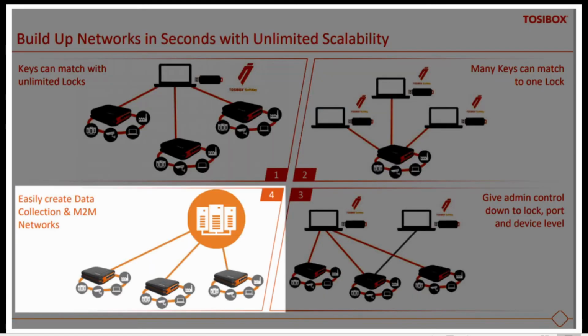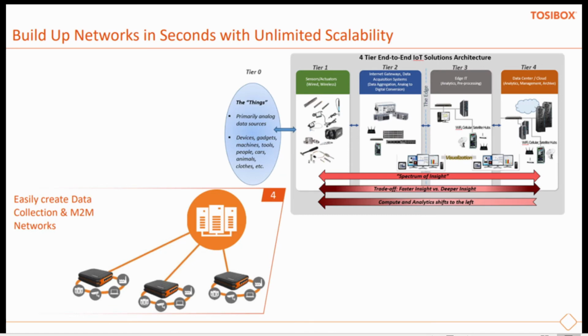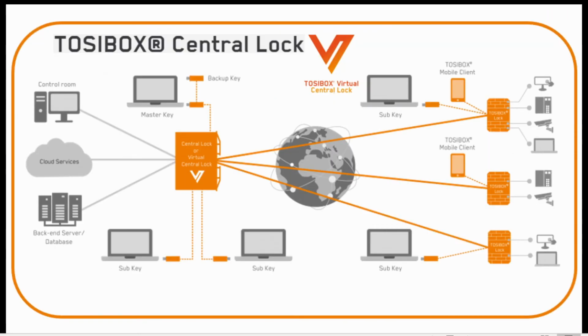And then finally on the left, we have the case where you need a constant connection. Let's say you're doing data collection or some type of video streaming where you need a constant connection all the time. That's where you're going to employ the server. So with TOSIBOX and the central lock, you cover the whole spectrum of insight. Whether you're collecting data for sensors or doing data acquisition, analytics, or cloud computing, the central lock brings it all together in one central spot, giving you the ability to manage all your devices from one location, the central lock. Let's see how that happens.